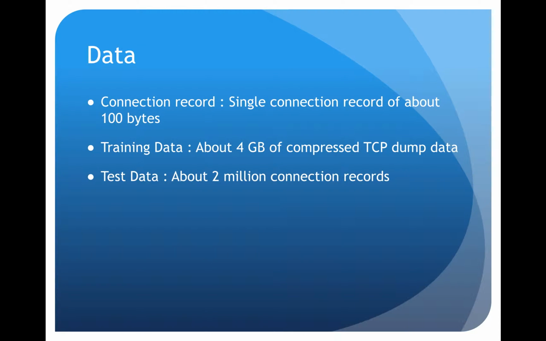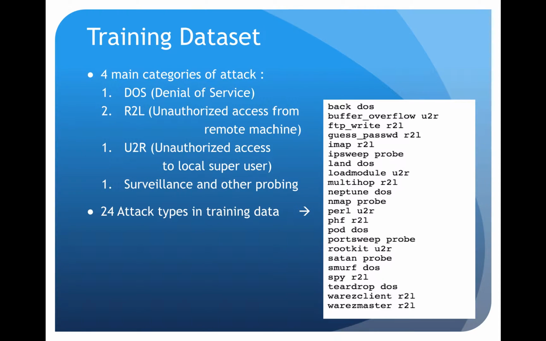Data that I'm using has a training data set and a test data set. The records in the test data set are basically records that I don't know about. That is, the records in the test data set, I will classify those based on the information that I get in the training data set. Training data set is about 4 GB of compressed TCP dump data, and test data has about 2 million connection records. And every record in both these data sets is about 100 bytes.